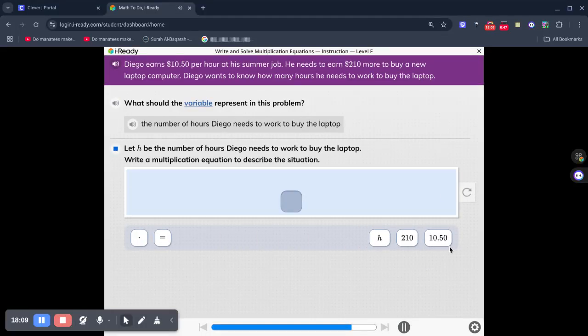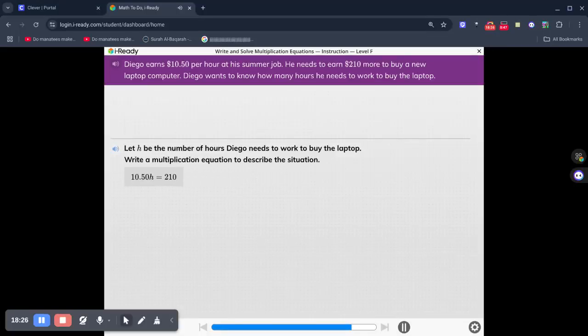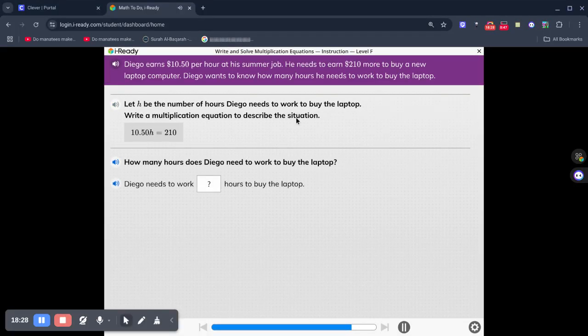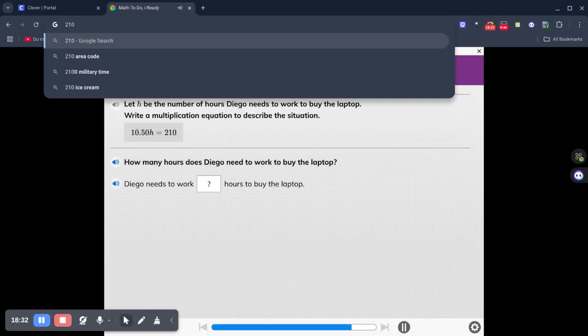Let H be the number of hours Diego needs to work to buy the laptop. Write a multiplication equation to describe the situation. How many hours does Diego need to work to buy the laptop?